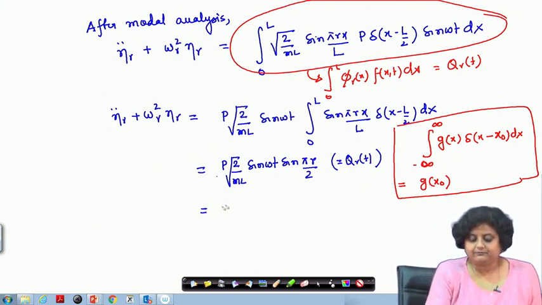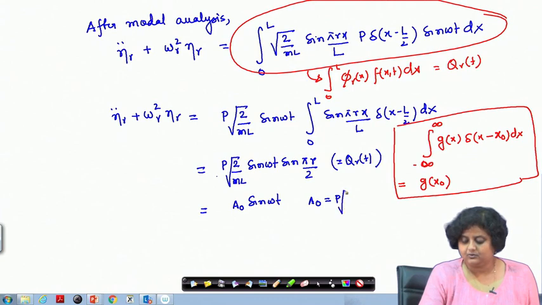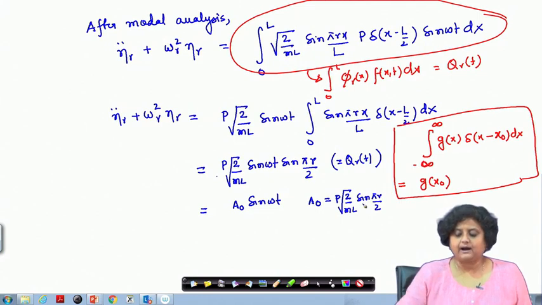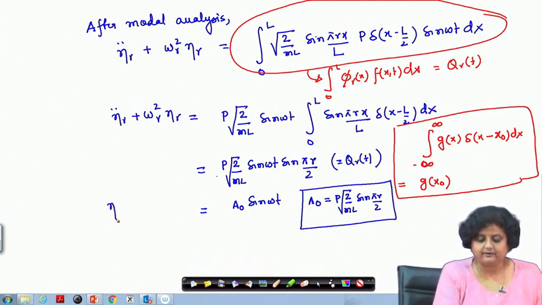So, this can be further simplified and written as A0 sin omega t, where A0 is going to be P root over 2 by pi ml into sin pi r by 2. The value of sin pi r by 2 is going to be either 1, 0 or minus 1 depending on the value of r. We will deal with that later. So, A0 is this.